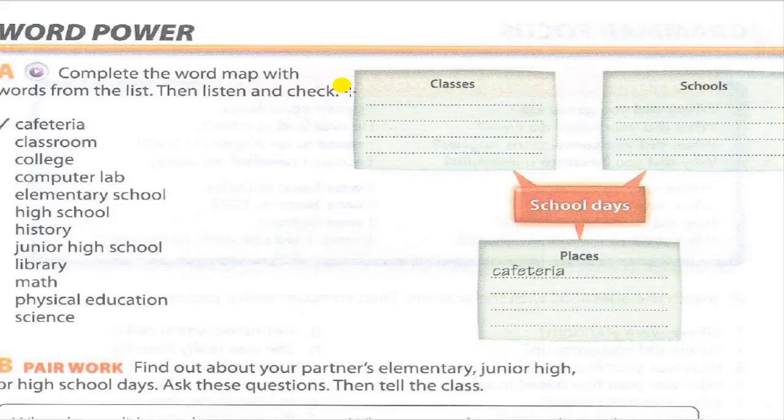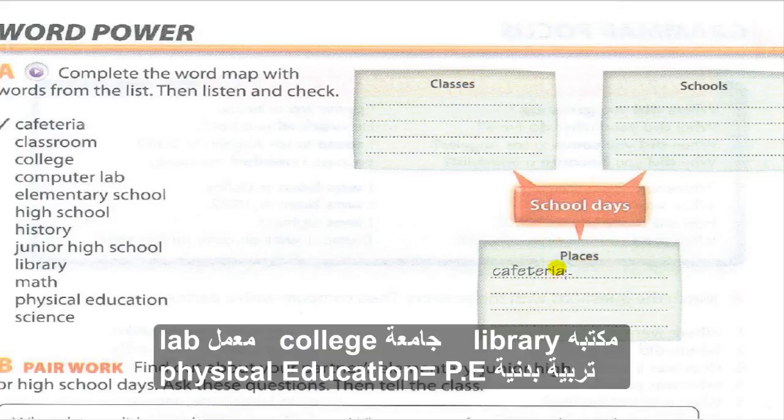Exercise number 8. Word power. In this exercise, you complete the word map with words from the list. Then listen and check. Here you have different words. You get the words and write them in this word map. In these sections. School days. We have classes, schools, places. Schools, what kinds of schools? Classes, periods. The subjects. Places, the cafeteria.